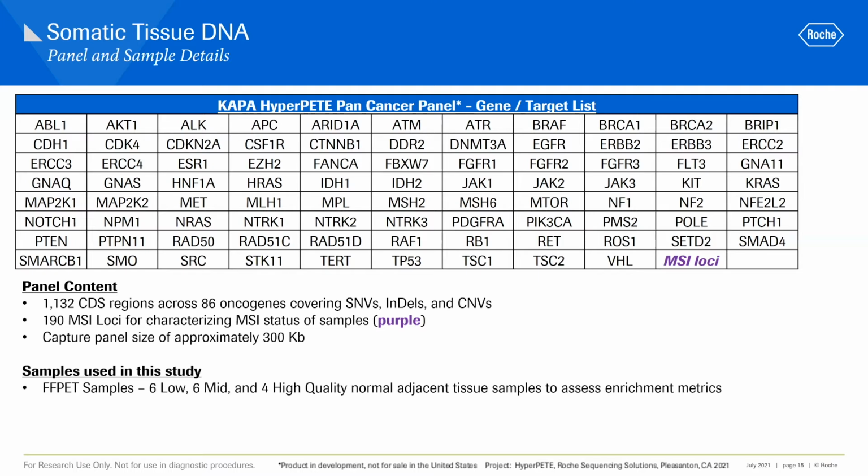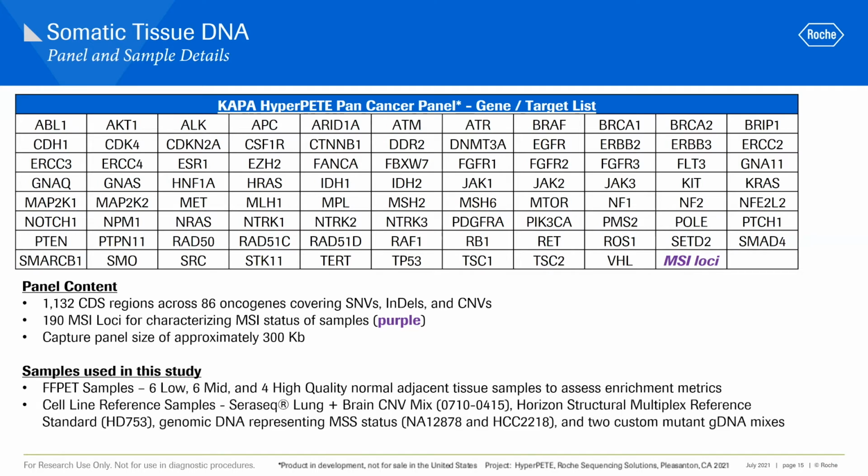Samples used in this study include FFPET samples. There are 6 low quality, 6 mid quality, and 4 high quality normal adjacent tissue samples to assess enrichment metrics, as well as some cell line reference samples, including Seraseq lung and brain CNV mix, Horizon structural multiplex reference standard, and genomic DNA representing MSS status. These are just standard cell line DNAs. And then there are 2 custom mutant genomic DNA mixes that are proprietary to our development team. Something that is missing here is that we have some FFPET samples with known MSI status included.